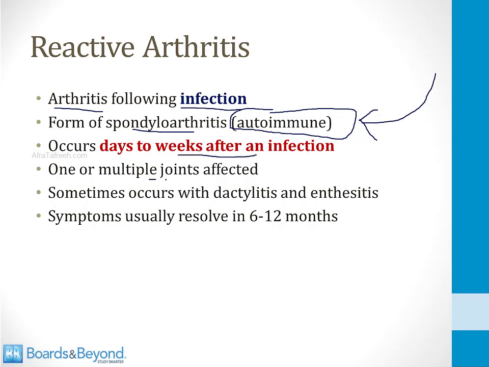There can be 1 or multiple joints affected, and it sometimes occurs with dactylitis and enthesitis, and that's why it's considered a form of seronegative spondyloarthritis. And usually this is a temporary condition. The symptoms resolve in a few months to a year.